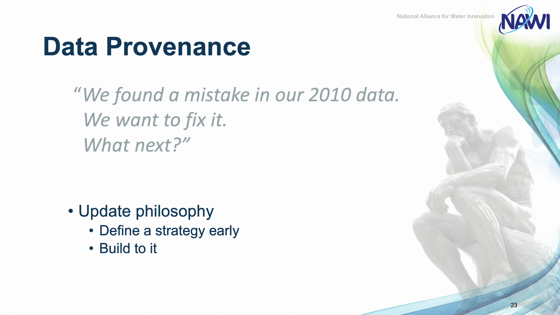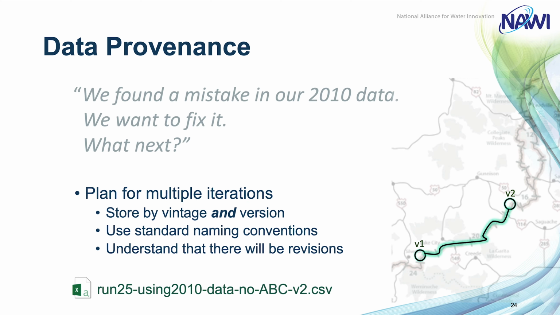Well, we fix it today, right now in 2020. Does that mean it's 2020 data? What if it's based off 2010 census information? Is it 2010 version 2? Is it 2010 vintage 2020? There's many right answers, but the important thing is that you have a strategy and that you use that strategy consistently so that people can understand your data when they come across it and they can understand any updates to it down the road. So plan for multiple iterations.